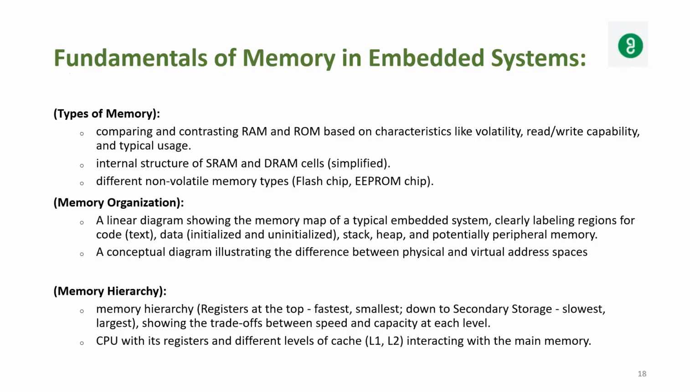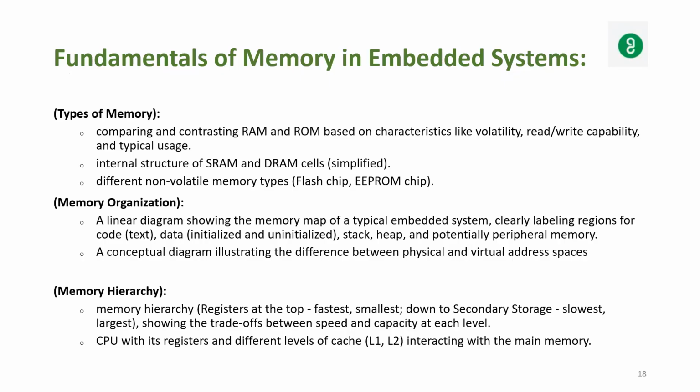memory organization. Memory hierarchy, that is, the register at the top will be fastest, and as it moves down to secondary storage, it will be slowest, but the size will be bigger. But at the top, the register size will be less. It is very fast. But as we move down to secondary storage, it is slowest, and also the size of the storage is very large.